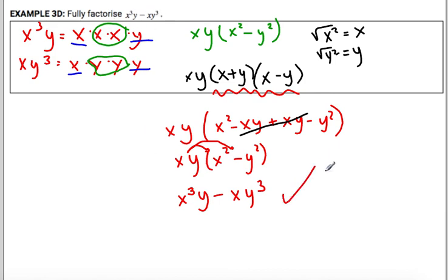So I know that this final answer, where I've taken out the common factor and then used difference of two squares factoring, is my final answer, and it's correct.